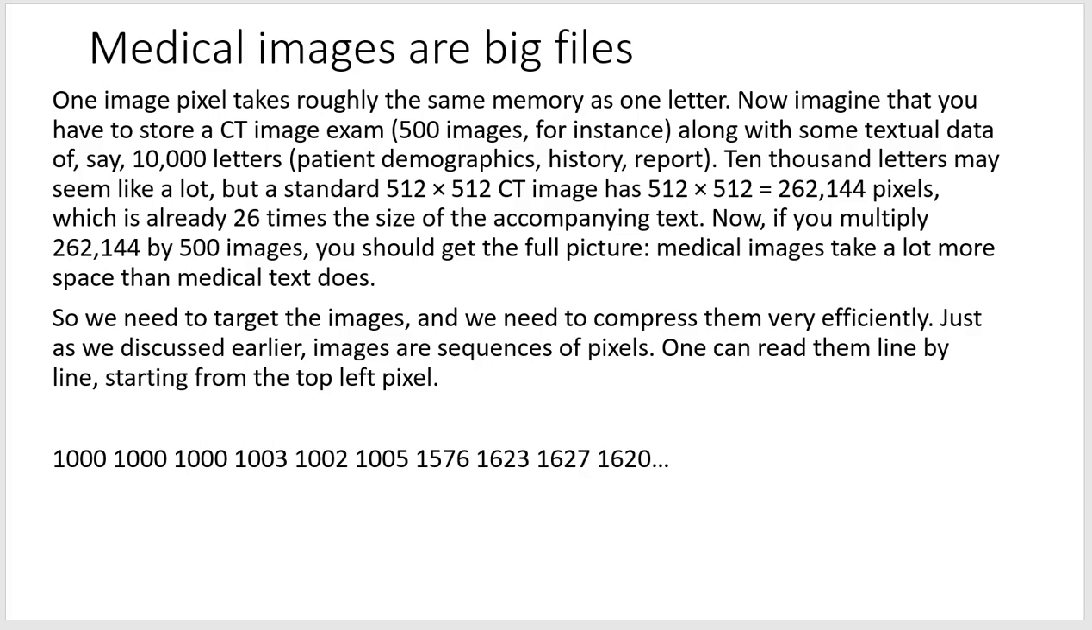Just as we discussed earlier, images are a sequence of pixels. One can read them line by line, starting from the top left, and they may have values like this: 1,000, 1,000, 1,103, 102, 1,005, 1576, 1623, 1627, 1620.